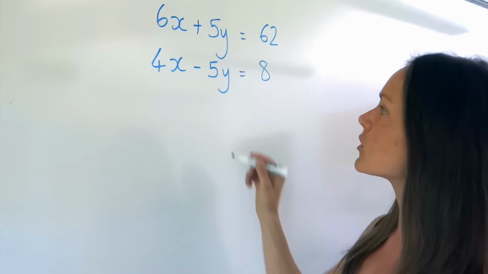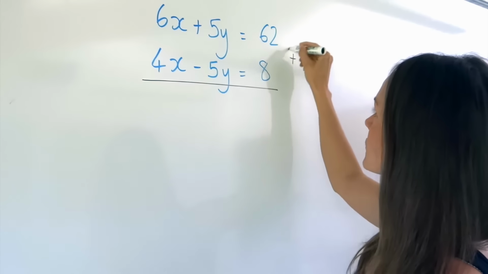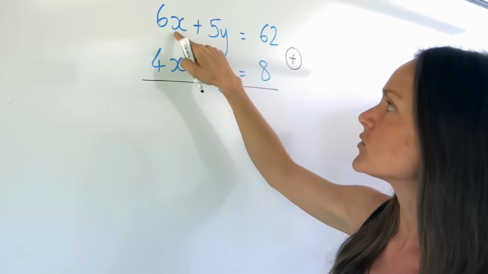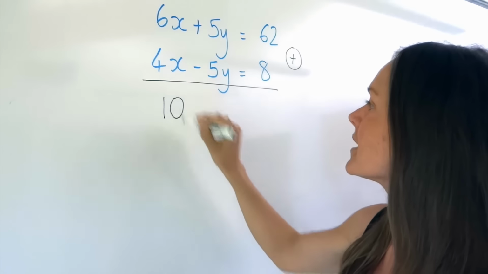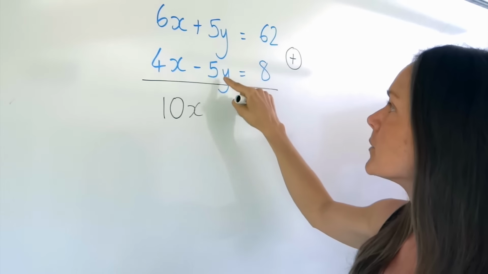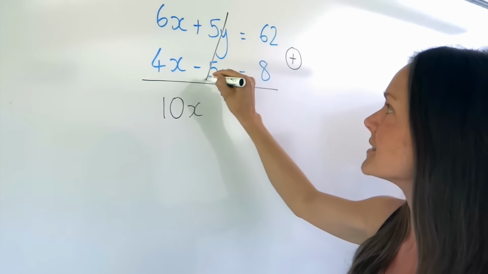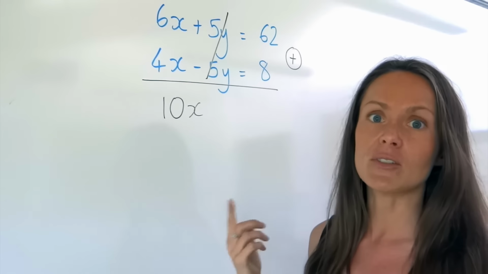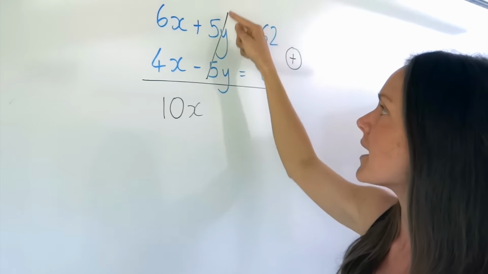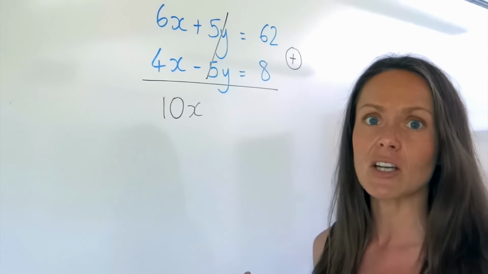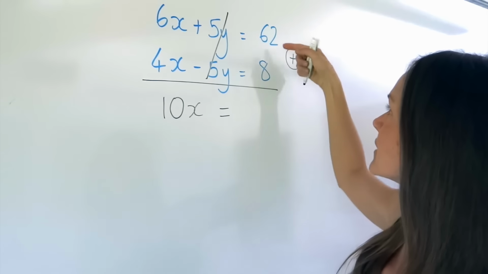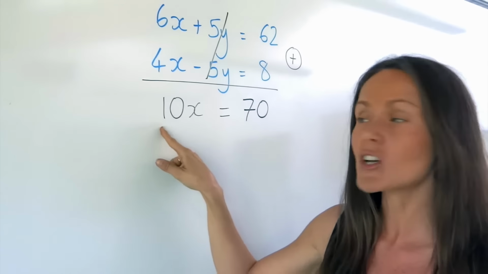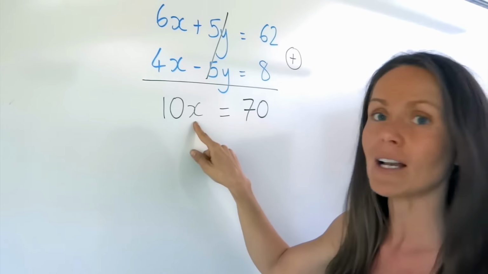So in this first example, I'm going to add the two equations together, and you'll see why in a moment. When I add the x terms together, 6x plus 4x is 10x, and 5y plus negative 5y is 0. We add them because we want either the x's or the y's to cancel. So in this example, when we add, the two y terms cancel each other out. So I'm going to keep adding: 62 plus 8 is 70. Because now I've got an equation just in x that I can solve to find the value of x.